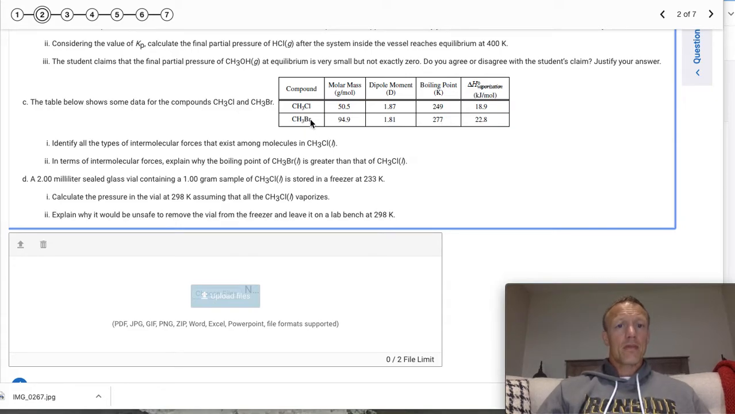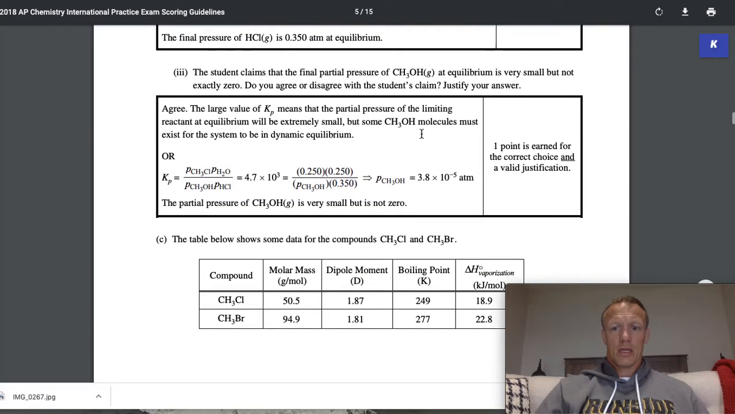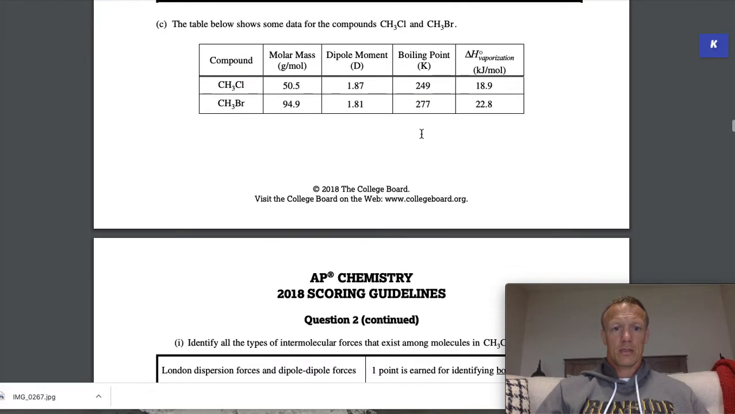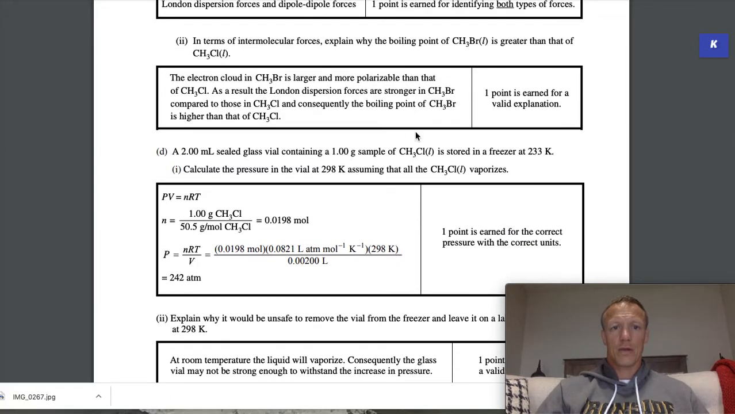Well, they both have dipole-dipole forces, both have dispersion forces, but the dispersion forces in this are larger than the dispersion forces in this because this has got more electrons, meaning it's more polarizable. So the overall intermolecular forces in CH3Br are greater than the intermolecular forces in this, so it's got a higher boiling point. Let's take a look at that. See what they say here. It's always good to look at their wording.